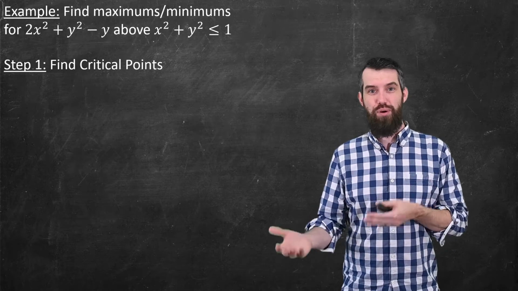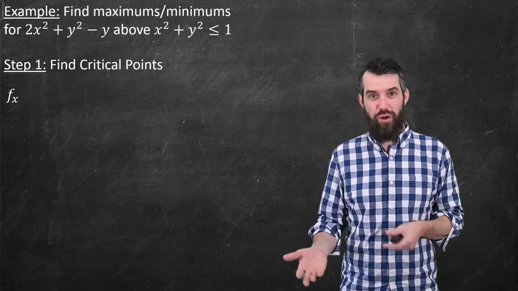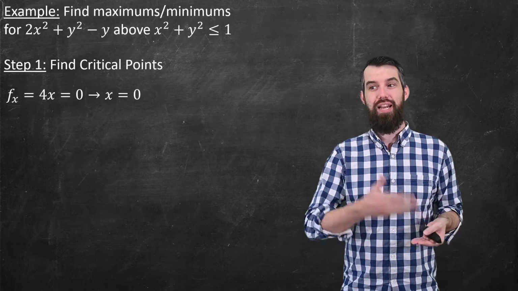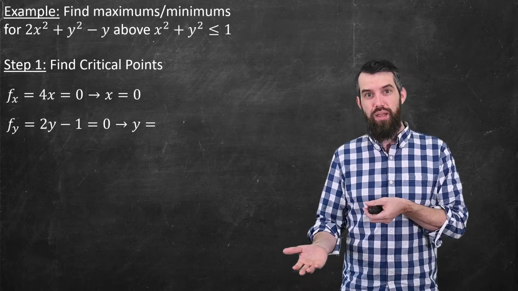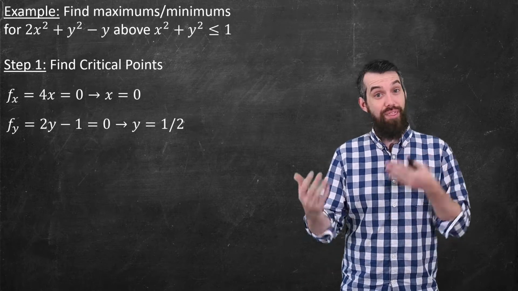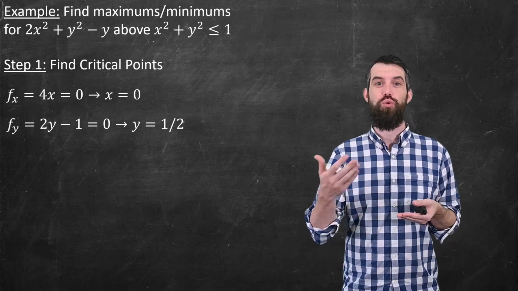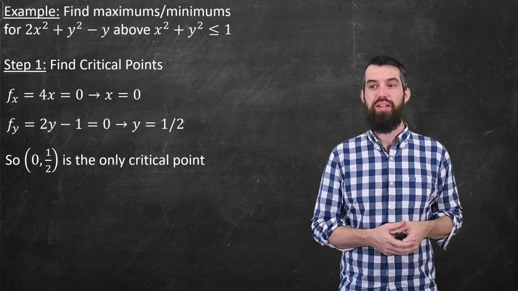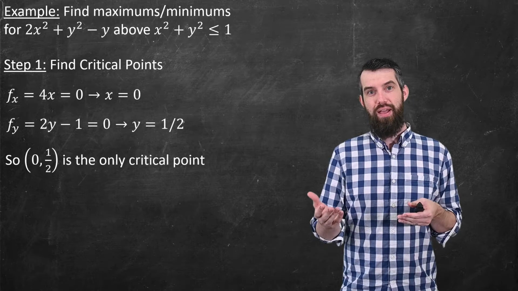So if we apply the previous method of first finding the critical point, the partial derivative with respect to x is just 4x here. Setting that equal to 0 gives x equal to 0. The partial derivative with respect to y is going to be 2y minus 1. Setting that equal to 0 gives the value of y equal to 1/2. So there's only one critical point here. Our critical point is (0, 1/2).